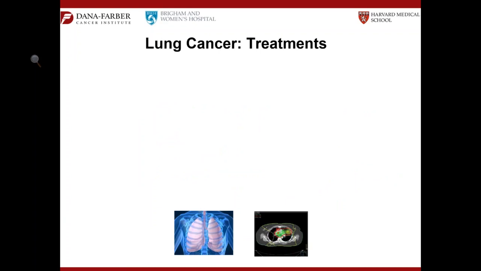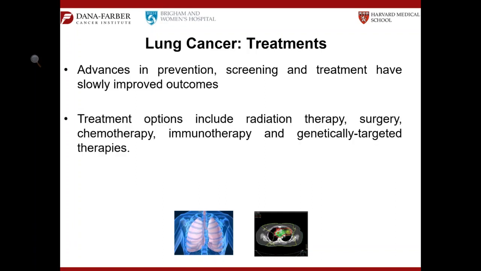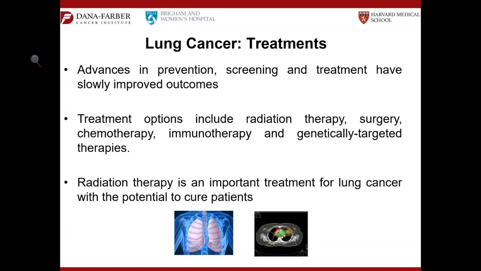In terms of treatments, we've been slowly making progress over the last couple of decades with advances in prevention, screening, and treatment approaches that have slowly improved outcomes, increasing the chances of cure. But as you can tell, the outcomes still aren't great. Some of these treatment options include radiation therapy, surgery, chemotherapy, immunotherapy, and some genetically targeted therapies. We're going to focus on radiation therapy for the purposes of this contest.